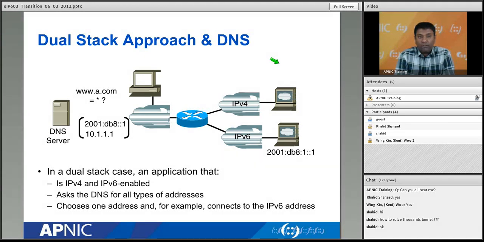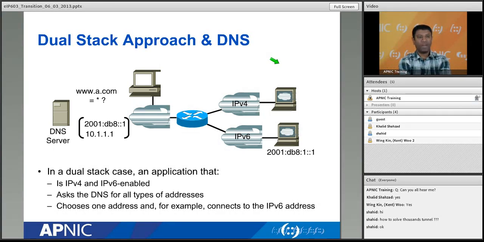If there is no quad A record in the local DNS server cache, it will go to the root server, and from root it goes to the delegated name server, and from the delegated name server, it will try to ask for the quad A record of www.a.com. If there is no quad A record on that delegated name server, it will revert back to v4.